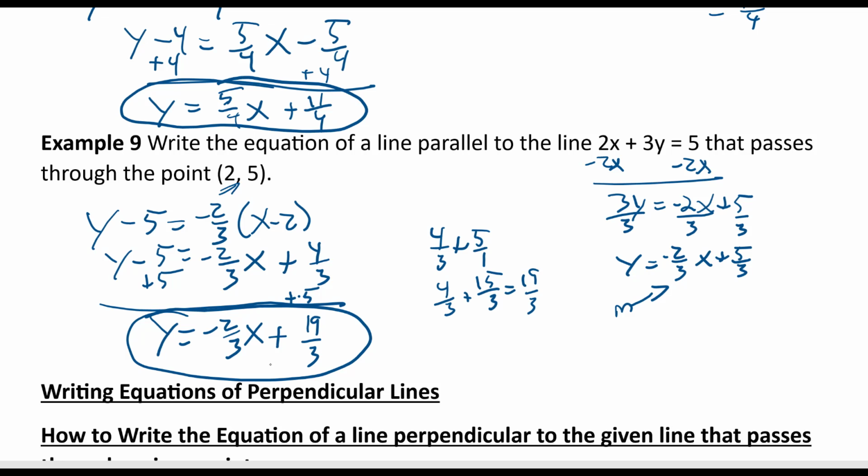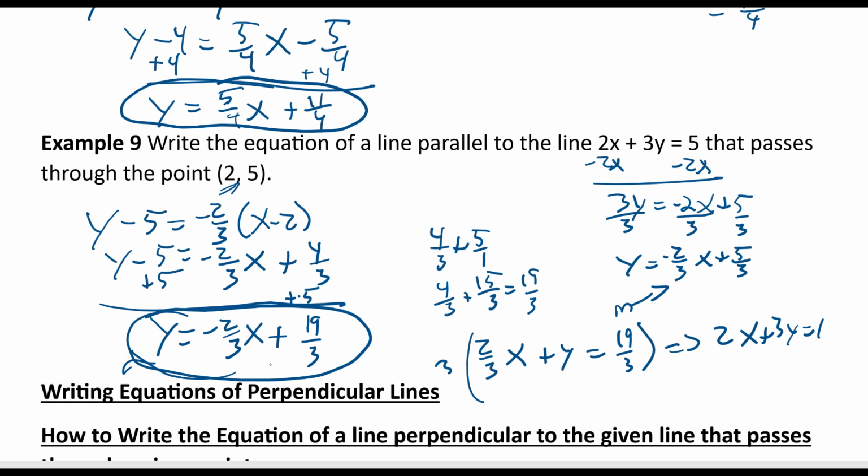I didn't say they wanted it in standard form. If they did, I'd move the negative 2/3 x over, plus y equals 19/3, and then multiply by 3 to give us 2x plus 3y equals 19. But they didn't say that, but I did it anyway.